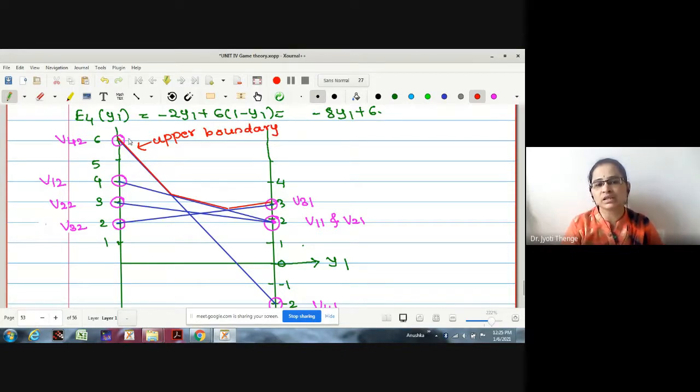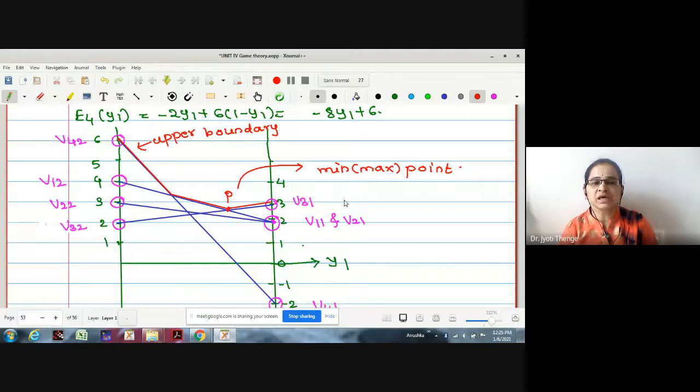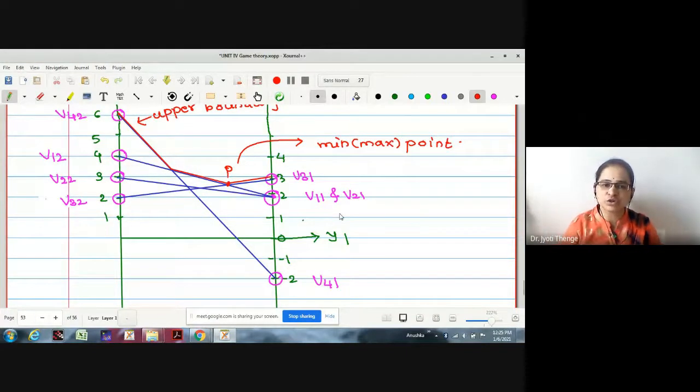Now, among these maximum expected losses, we have to select the minimum one. Therefore, we have to go for the lowest point. What is the lowest point? This is the lowest point. Is everyone getting me? Therefore, this point will be the min max point, the minimum of the maximum expected losses. This P is an intersection of which two lines?